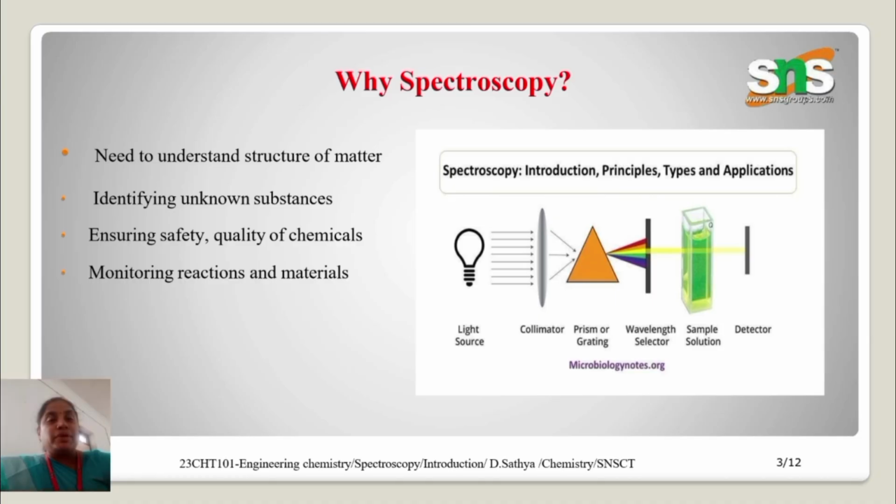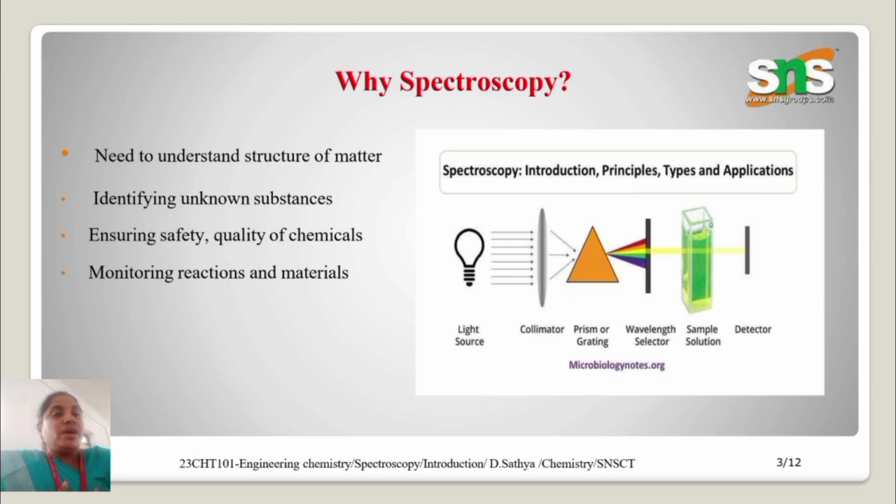So why do we need to study spectroscopy? What is the importance of spectroscopy? To understand how a structure can be identified. That means I need to understand the structure of matter, identify unknown substances, ensure the safety and quality of chemicals, and monitor reactions and materials.